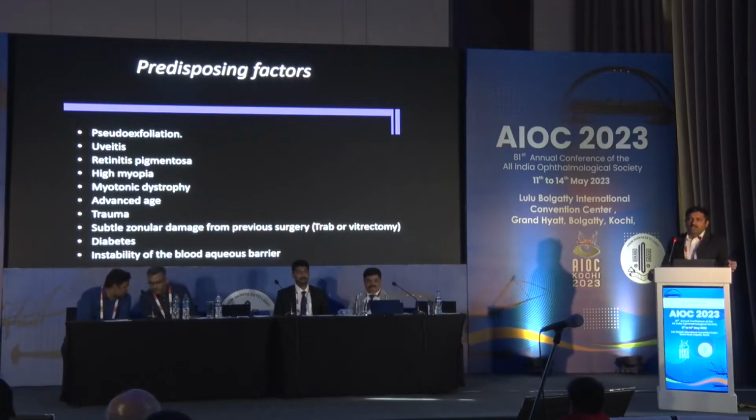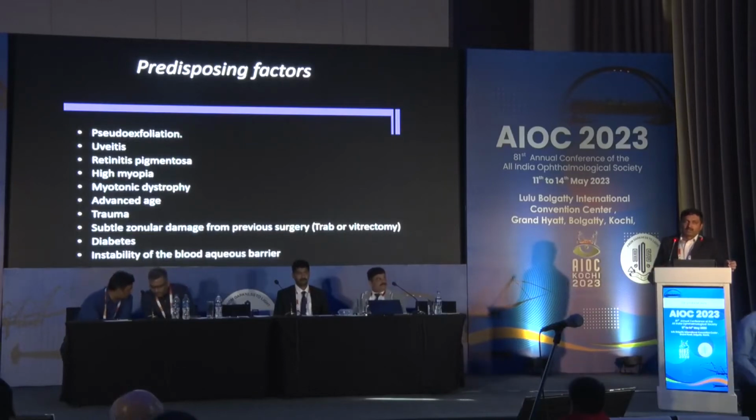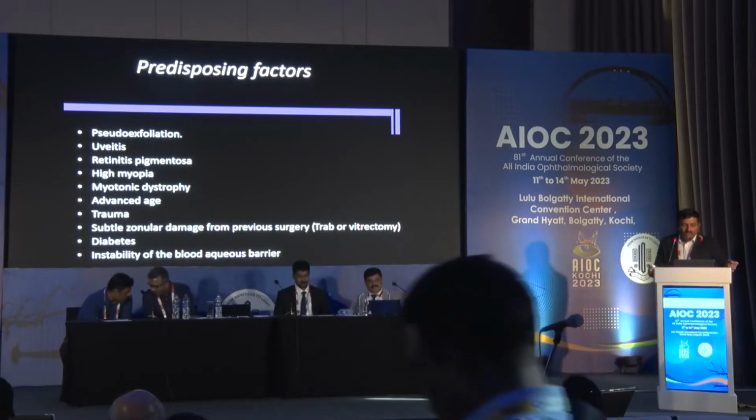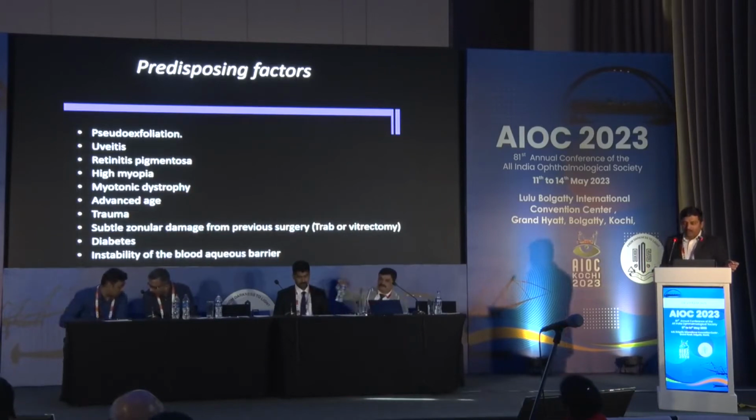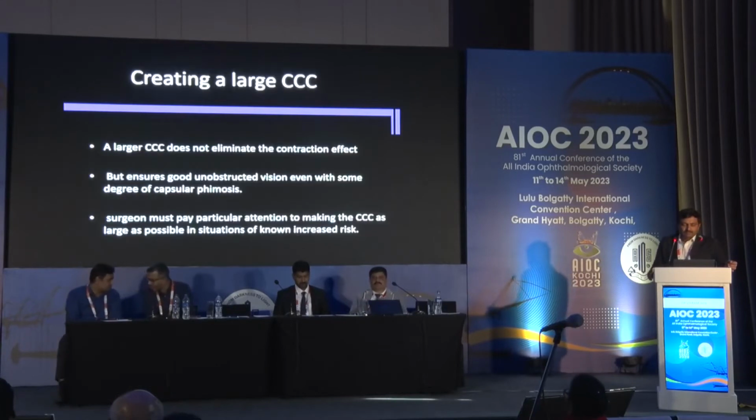What are the predisposing risk factors one should look into, especially in those who are prone to capsular contracture? One is, of course, pseudoexfoliation, uveitic patients, retinal degenerative conditions, high myopia, advanced stage, subtle zonular damage due to previous surgeries, it could be trabeculectomy or vitrectomy, and diabetics. So all these patients are prone to capsular contracture.